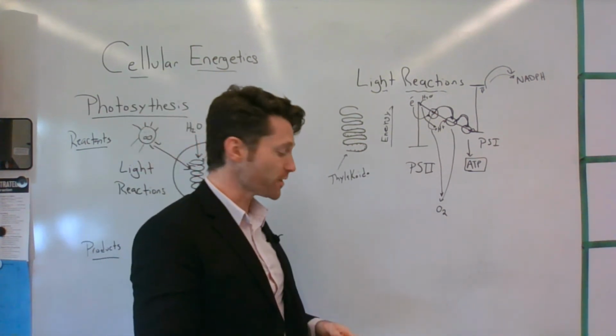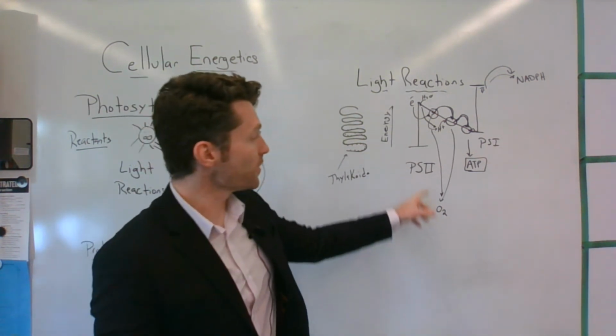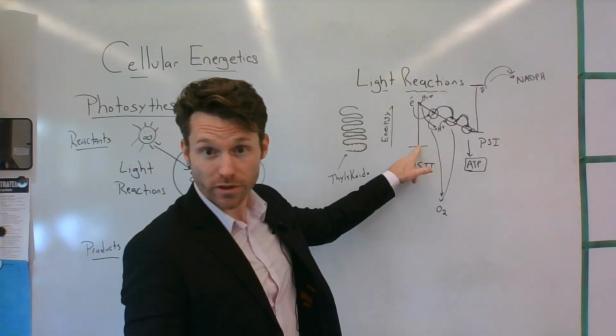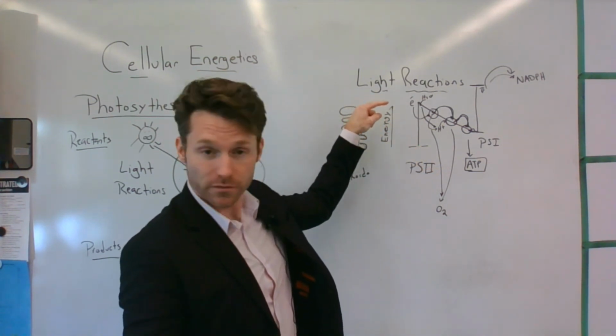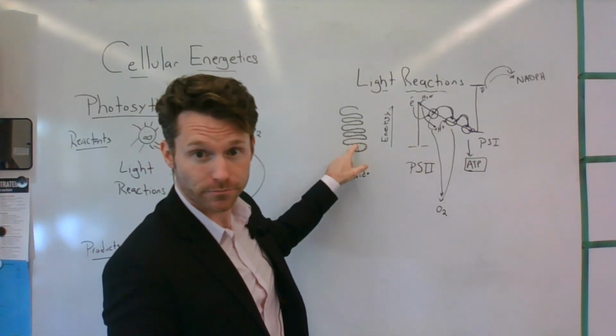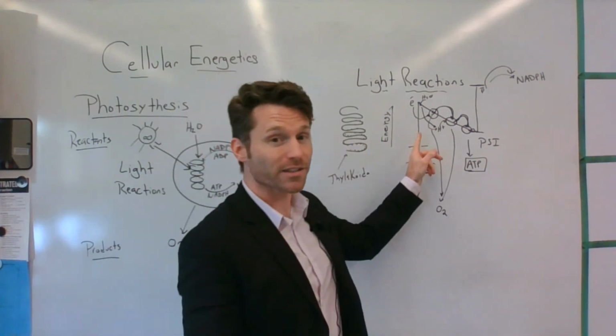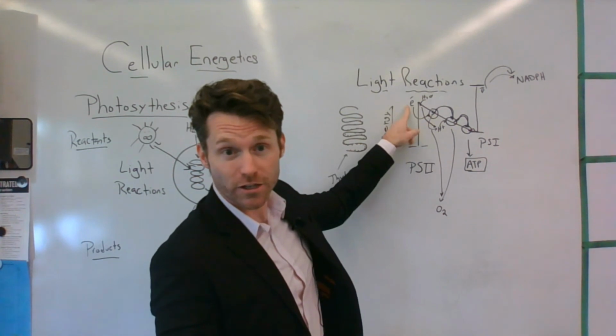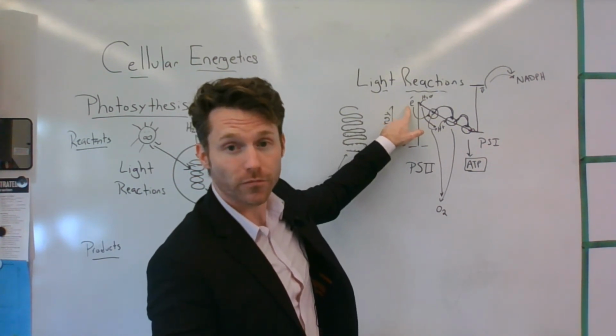Happens prior to photosystem 1. And so this is the story right here. This is where the chlorophyll is. The light comes in, hits the chlorophyll, and so this is happening here. It excites that electron, so that energy is now stored in this electron.